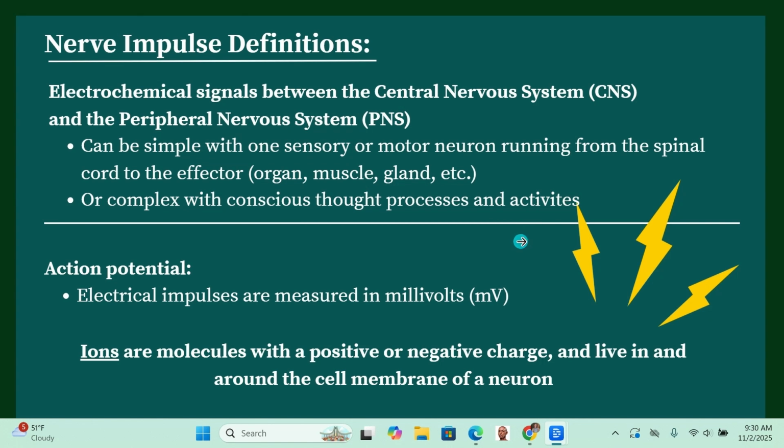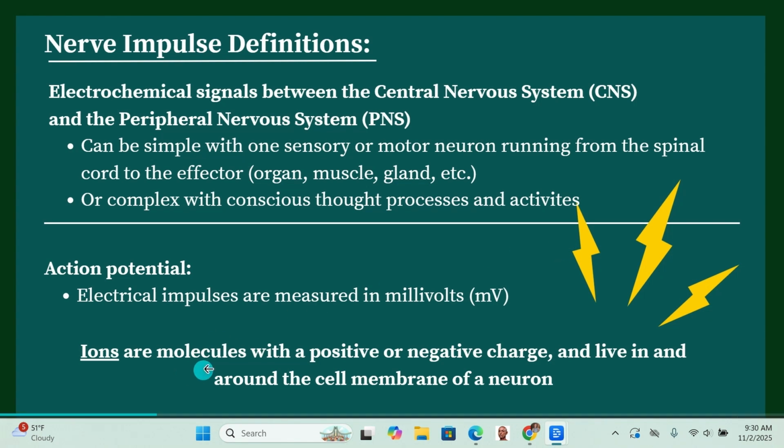So first thing we want to talk about is the action potential, which is the electrical impulse that runs from the cell body down the length. And we're going to talk about that more in detail. So electrical impulses are measured in millivolts. So it's an actual little tiny bit of electricity that gets charged in this process.